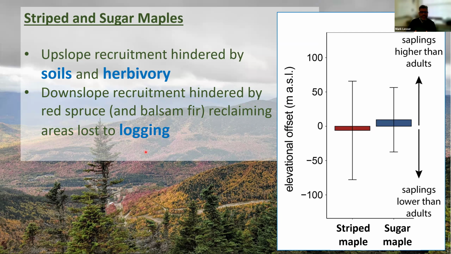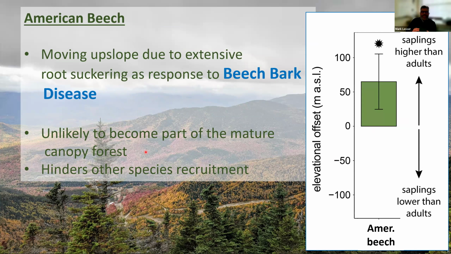Downslope recruitment of sugar maple in particular is potentially being hindered by red spruce and balsam fir moving back into those areas that have been lost to logging. And then, of course, American beech, like I already said, was the one clear species that was unified in how it was moving upslope. And this is almost completely due to extensive root suckering as a response to beech bark disease, which is troublesome in terms of thinking about our future forests, because many of these trees are not going to become part of the eventual mature canopy forest.